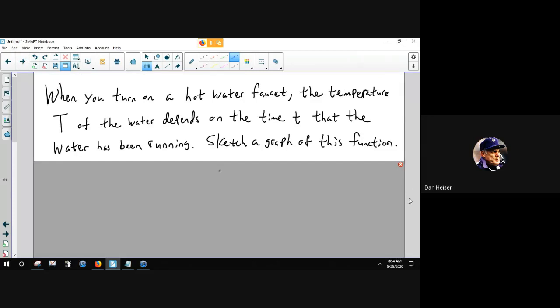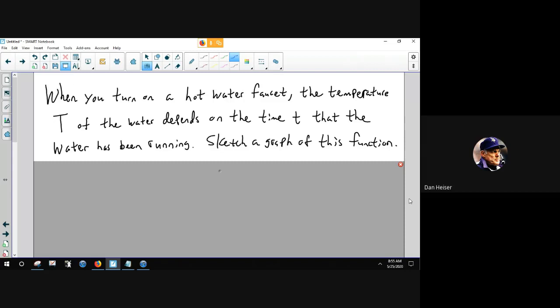Here's a situation that you've all experienced at least once in your life. Get into the shower, turn the water on, and you probably run out of there screaming because it's cold. Yeah, when you turn the hot water on, it's not instantly hot. Temperature, we'll call capital T, depends on the time, we'll call little t, that the water has been running. The longer you give it, the hotter the water gets.